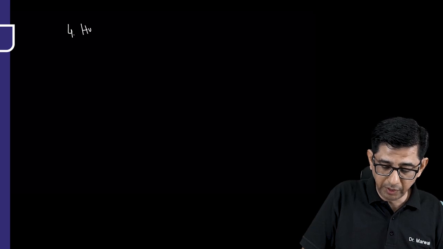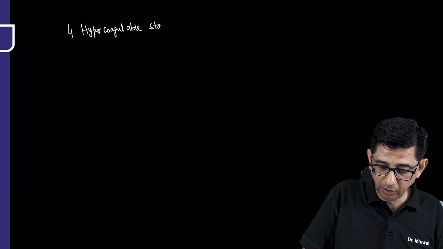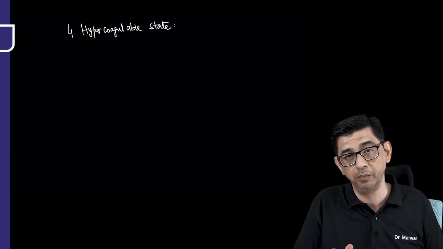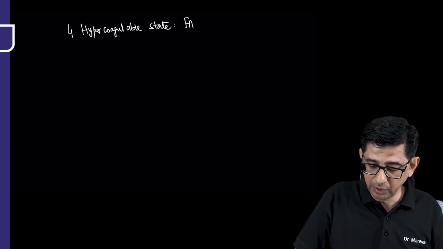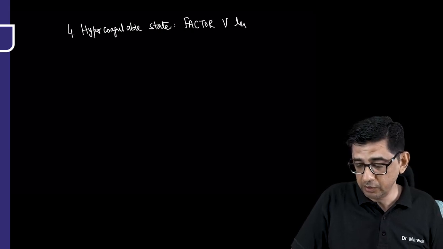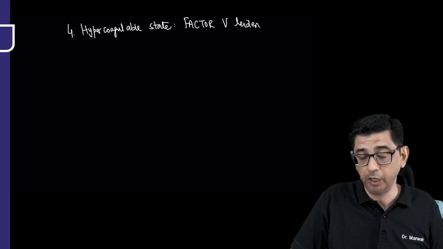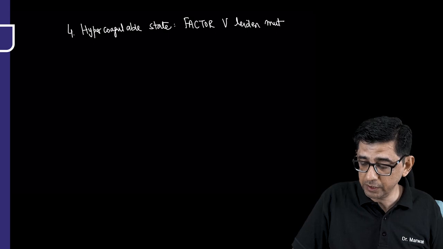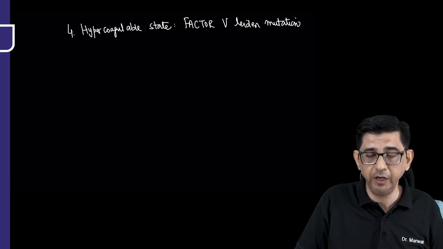This hypercoagulable state that I'll explain to you is even taught in your pathology, and I can say that in this particular case, if they take a long distance flight, there is a big problem. For example, this condition is called factor 5 Leiden mutation, and in fact these people might have had a DVT episode even previously.